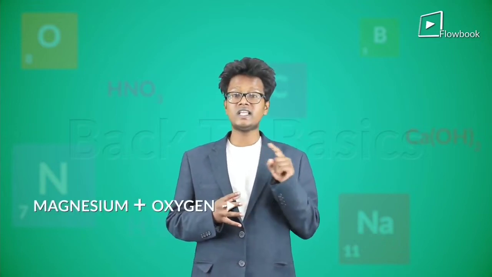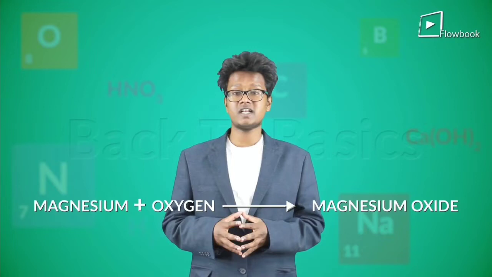When a magnesium ribbon is burnt in the presence of oxygen, it gets converted into magnesium oxide. Now this way of describing a chemical reaction is quite long. So how do you make it into a short form? Simple, by writing it in the form of a word equation. So this reaction in a word equation would be magnesium plus oxygen gives rise to magnesium oxide.